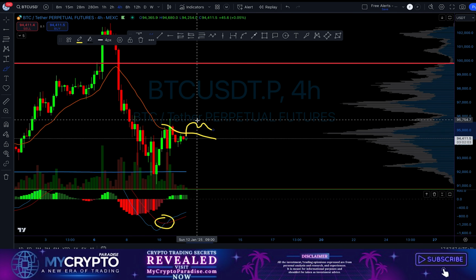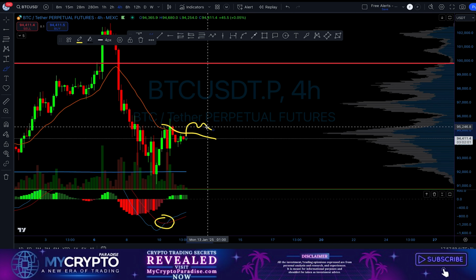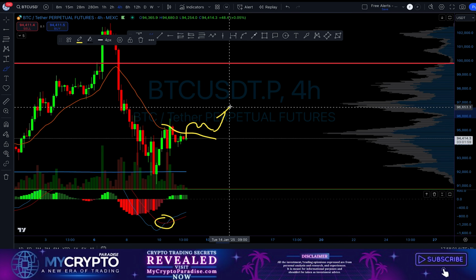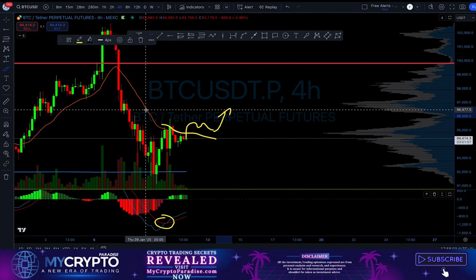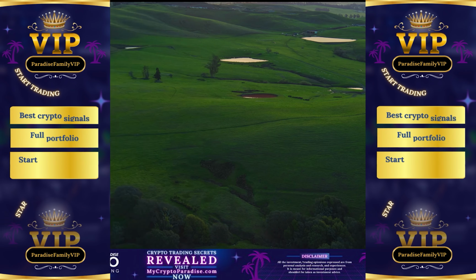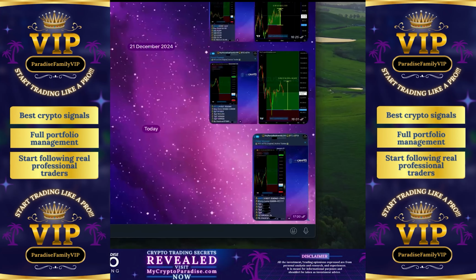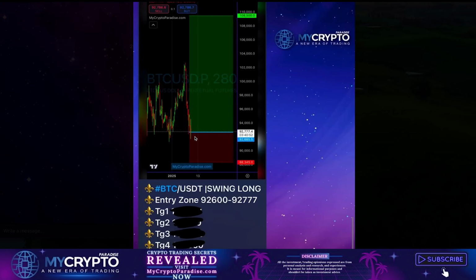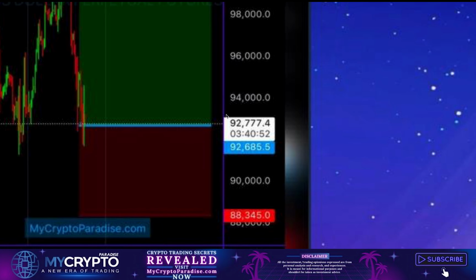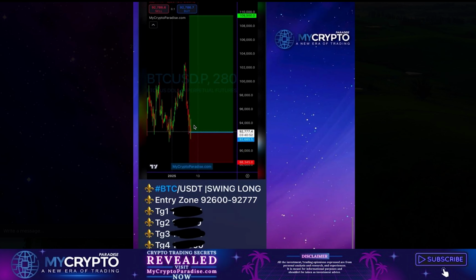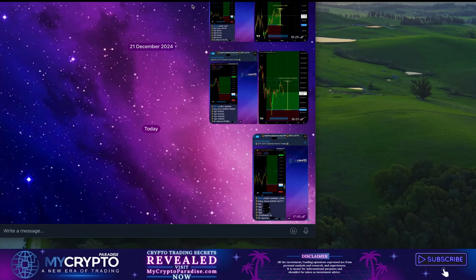I want to see a breakout, then a retest, then some bullish engulfing candlestick pattern. That will be our confirmation to get even more aggressive. Currently with ParadiseTeam VIPs, we have been entering at the bottom right here. You can see a Bitcoin long position at around $92,000 because we have concluded that this is the best time to enter a beautiful risk to reward trade position with the highest probability possible.